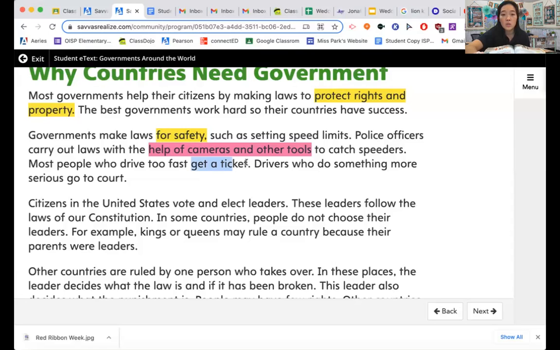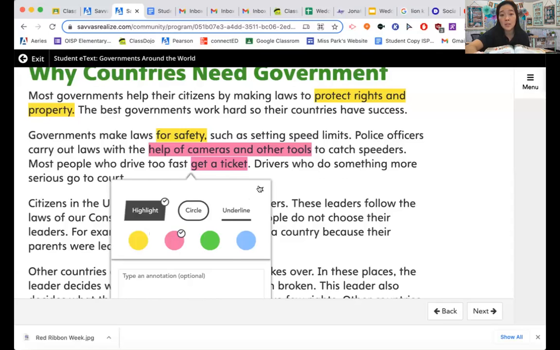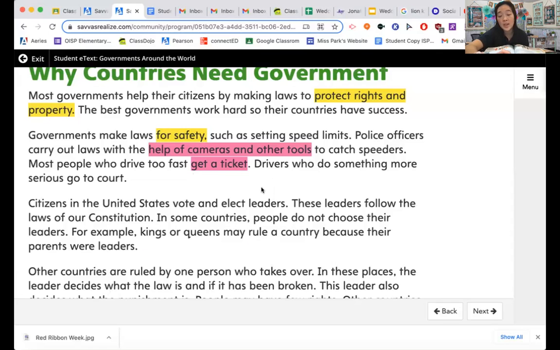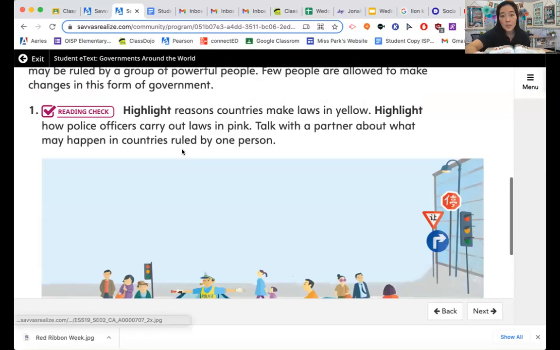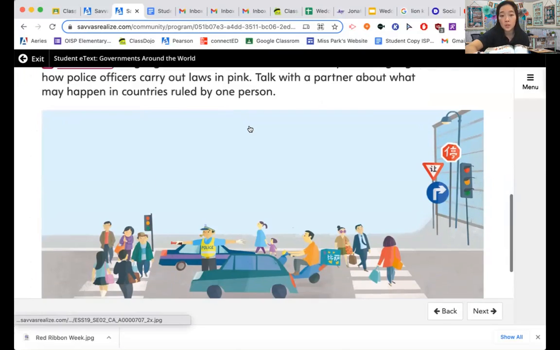You get a ticket, and this is not a good ticket. A ticket means that you have to pay money for breaking a law. And sometimes you have to go to court. So that is some of the things that police officers do to help make sure that people are following the laws. The next portion says, talk with a partner about what may happen in countries ruled by one person.